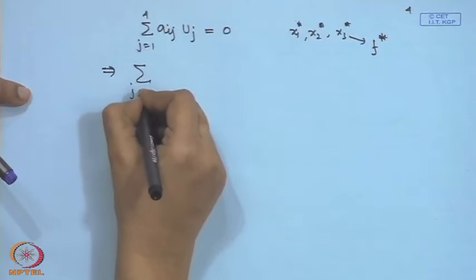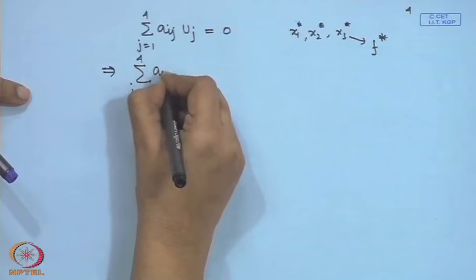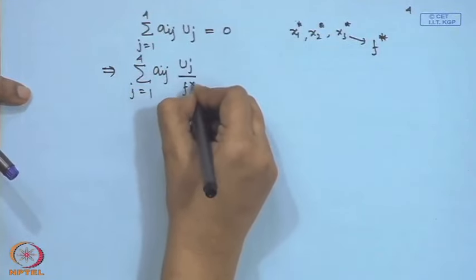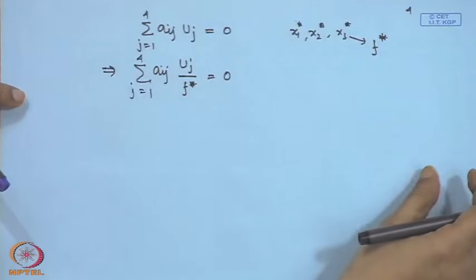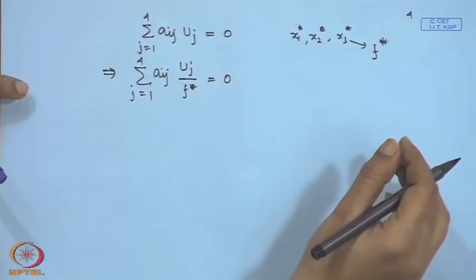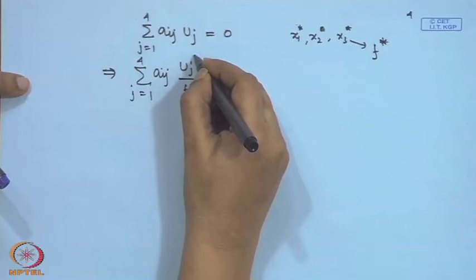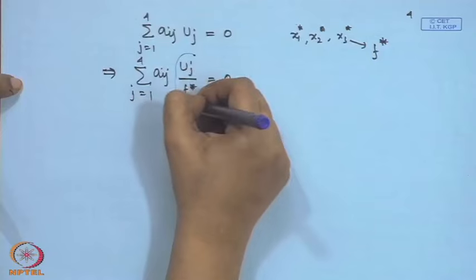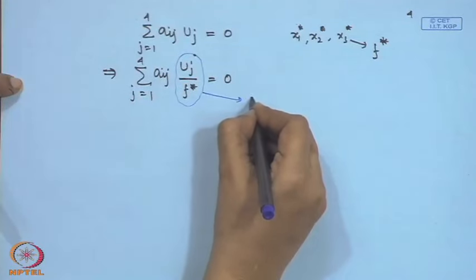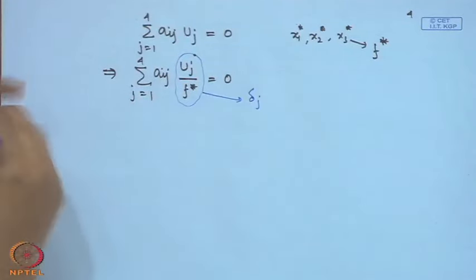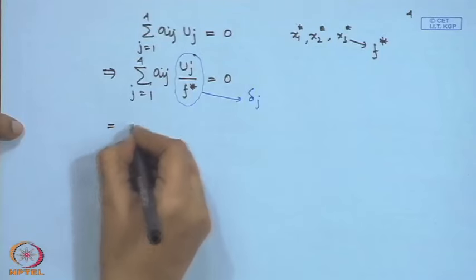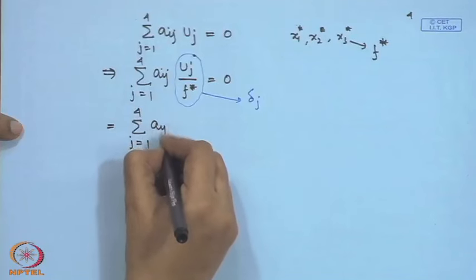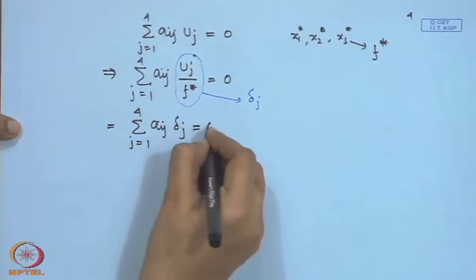then let me simplify this equation further, considering u_j divided by f star is equal to 0. If we consider so, there is a meaning of this. We can consider this as another variable, say delta j. Then we can say, just look at the simplification process. Why I am doing so, you will realize very soon.